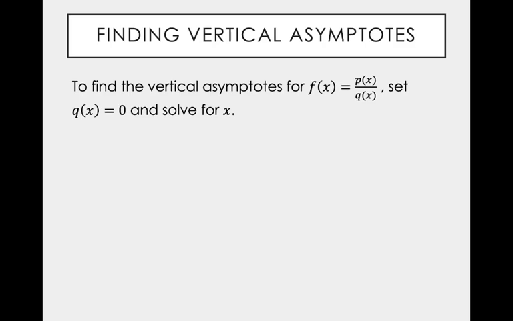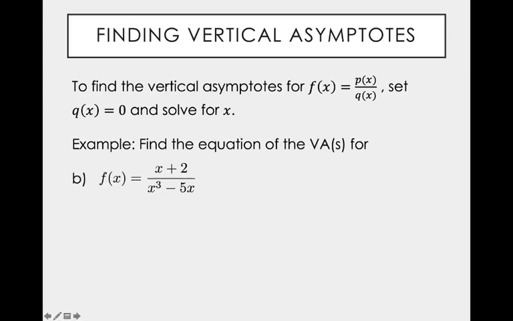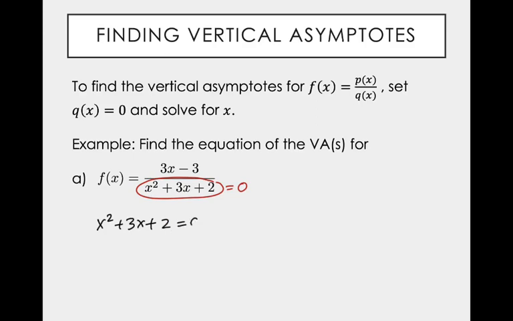All right, so we'll just do that for a couple of functions. Okay, so we're going to find the equation of the vertical asymptote for this function, 3x minus 3 over x squared plus 3x plus 2. All right, so all we have to do is set that denominator equal to 0. For vertical asymptotes, it does not matter what the numerator is doing. You only care about what the bottom of the function is doing. So we're going to take x squared plus 3x plus 2 and set it equal to 0.